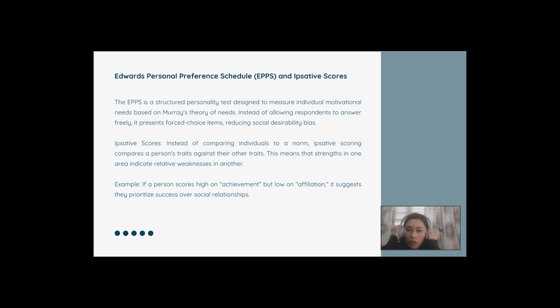These methods are used in career counseling to match people with jobs that fit their motivation. Another example is a person who scores high in achievement and low in affiliation might thrive in independent work environments such as research or entrepreneurship. Someone who scores high in affiliation and low in dominance may prefer supportive team roles rather than leadership positions.